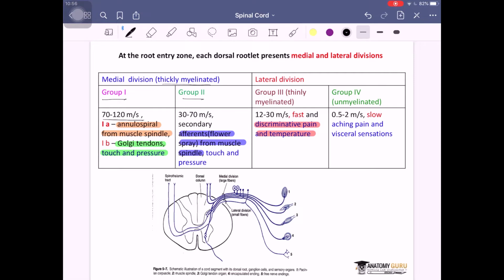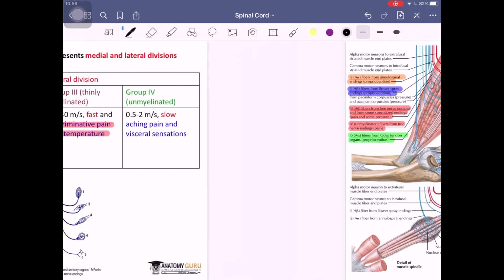You don't have to remember any of this. This is just for your information. It is 70 to 120 meters per second. You can imagine the current is traveling at 70 to 120 meters per second in group 1. And here, what are the examples we have in this? They are called A alpha. Both are A alpha only. One is A type and the other is B type. B type is present in the tendon, the Golgi tendon organ, whereas the A type is present in the muscle spindle.